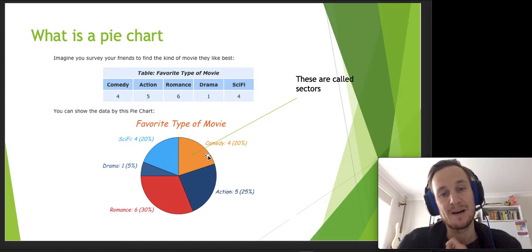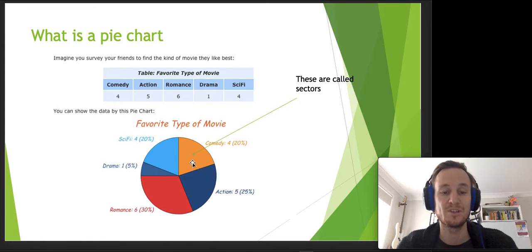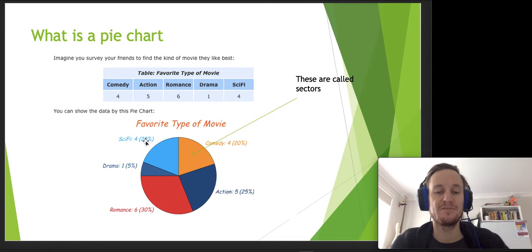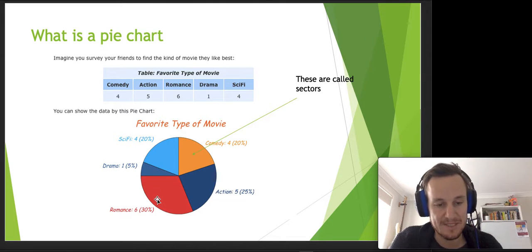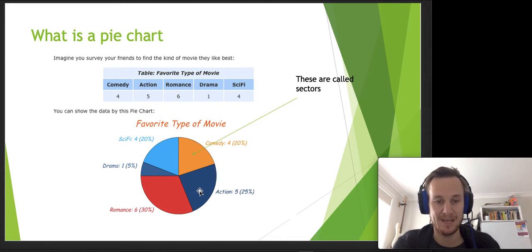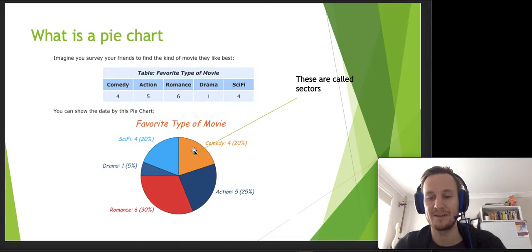Now when we're talking about the parts of a pie, we're going to call them sectors, so which sector of the pie. Okay, so you can see here that they've managed to figure out what percentage each of those people liked. So 20% of people like sci-fi, 5% of people like drama, 30% of people like romance, 25% of people like action, and 20% of people liked comedies.